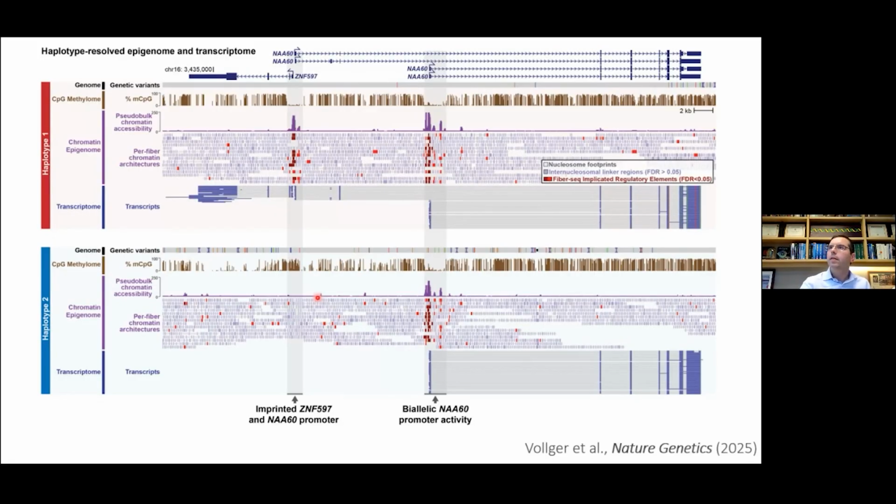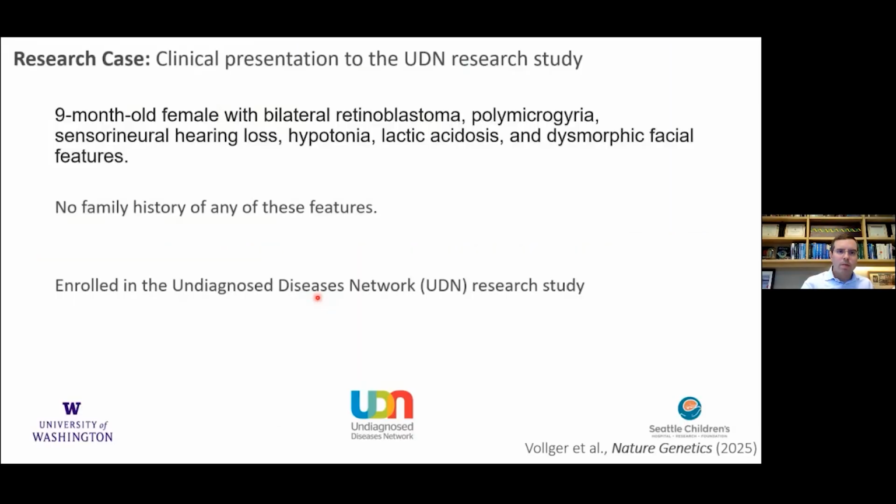So one of the first cases that we applied this to was enrolled as part of our local Undiagnosed Diseases Network here at the University of Washington and Seattle Children's Hospital. Specifically, this was a 9-month-old who had a whole host of different genetic issues, including bilateral retinoblastomas, in addition to everything that I'm showing here.